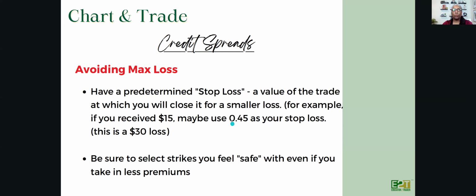This is what I call a 3x. That's because it's 3 times 15. This is a 3x of the premiums that you took in. This means you'd suffer a $30 loss versus letting it do the whole thing and you end up with an $85 loss, because if it got breached through both of those, then you would suffer max loss, which would be $85. So you want to have some type of stop loss plan in your mind. What do I want as a stop loss?